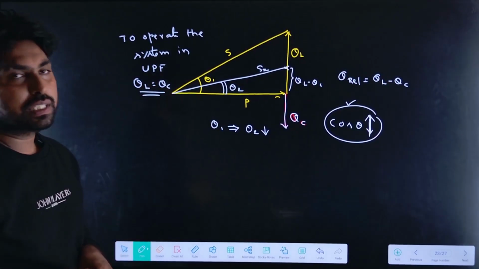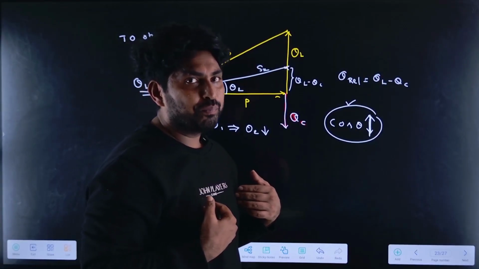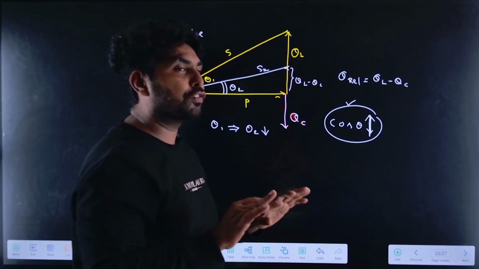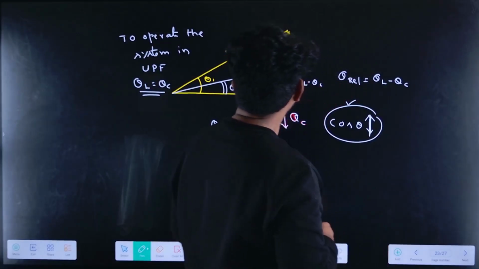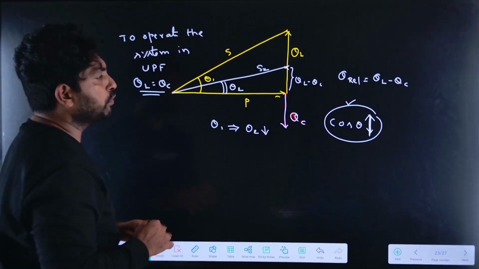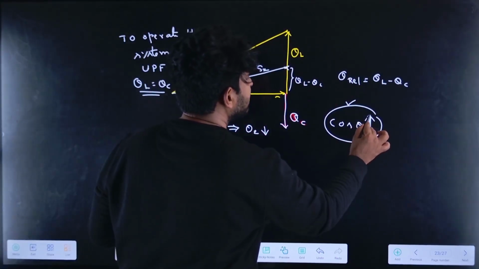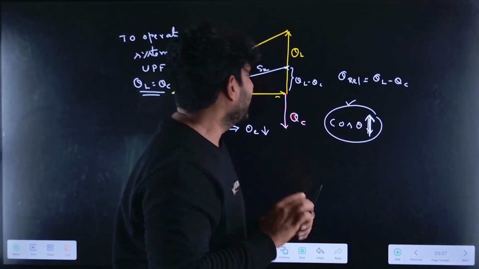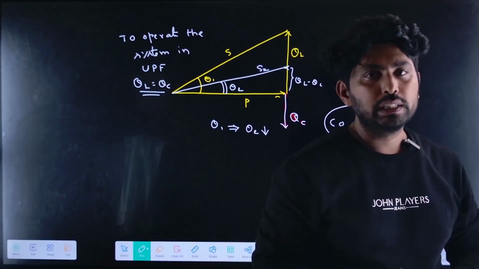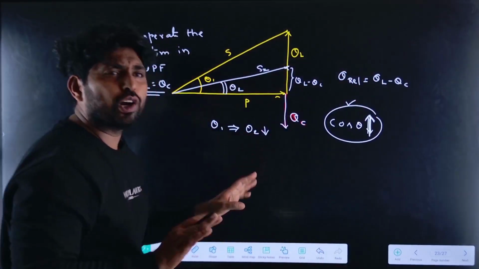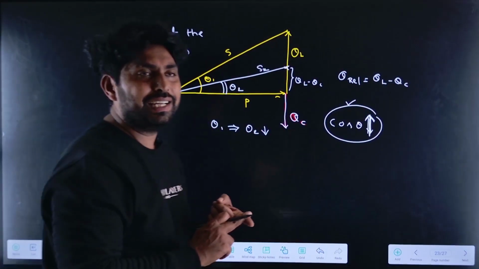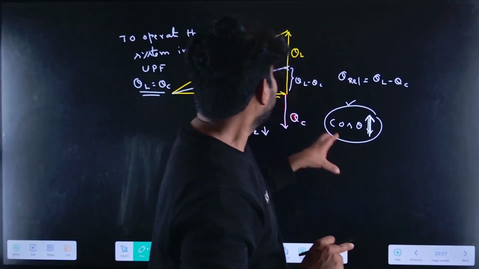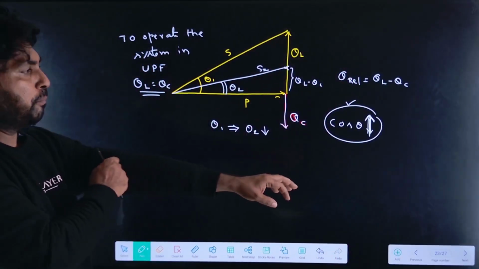If I can supply the capacitive reactive power which is equal to the inductive reactive power, the power factor becomes unity. So the power factor improves when I connect the capacitor across the load. Right? This is one of the compensation techniques which we can also study in transmission and distribution, but let us understand the basics from here.